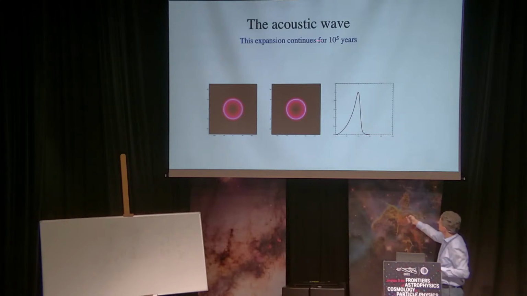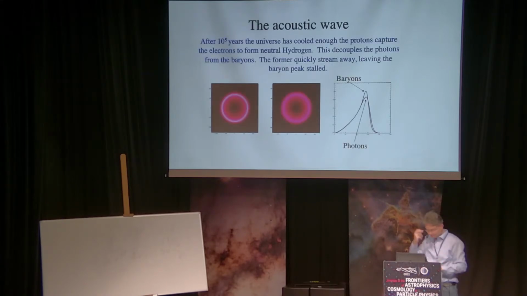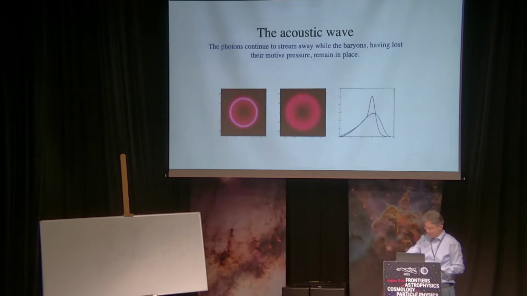And then this expansion continues for about 10 to the 5 years. But at some point, radiation is somewhat faster, and the baryons start to lag behind. And the universe, why is that? Because the universe basically allows the formation of neutral hydrogen, recombination. And so the two are not tracing each other anymore, but this kind of behavior continues, right? The photons continue to stream away.